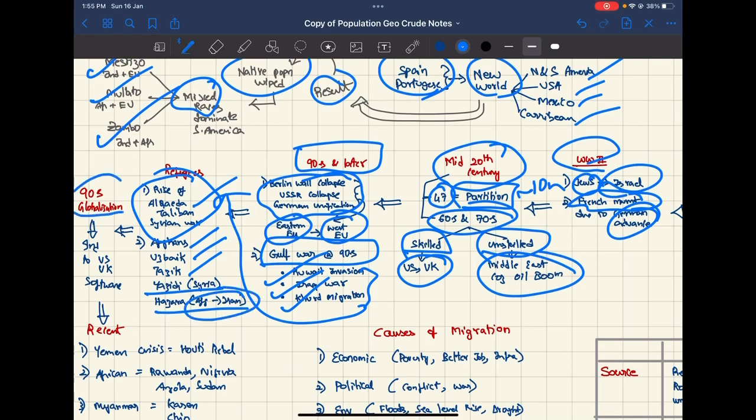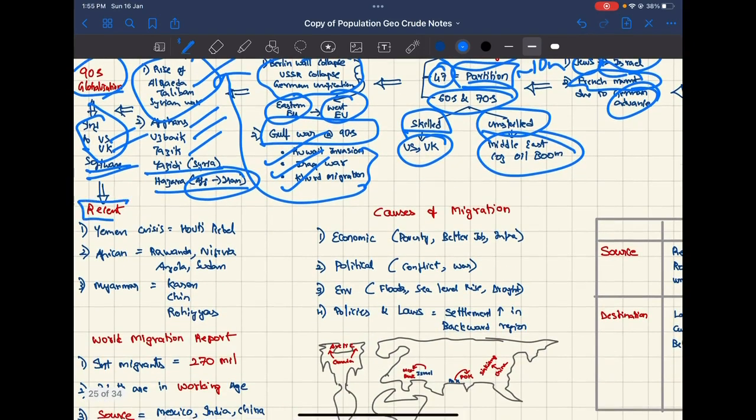Iran. In the 90s globalization, Indian migrants moved to the US and UK for software development. And recently, due to the Yemen crisis, there are Houthi rebels. African crisis: Rwanda, Nigeria, Angola, Sudan. Myanmar: there are Karen, Chin, and Rohingya refugees.